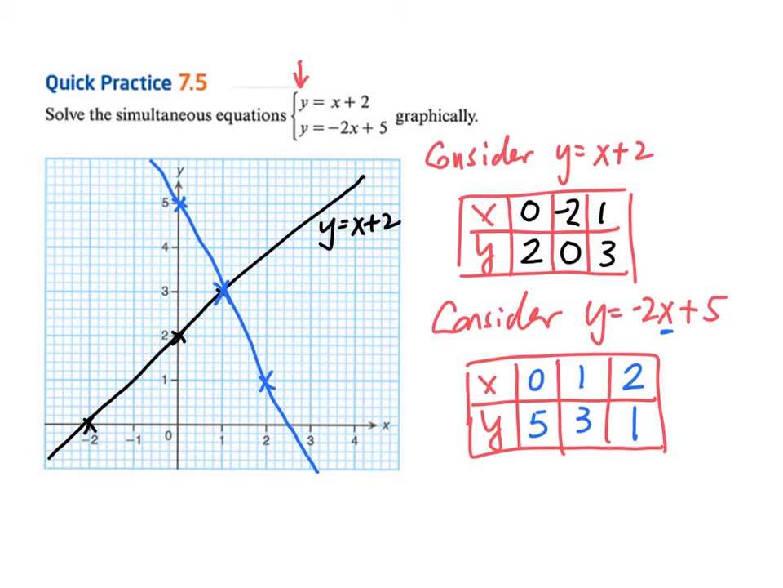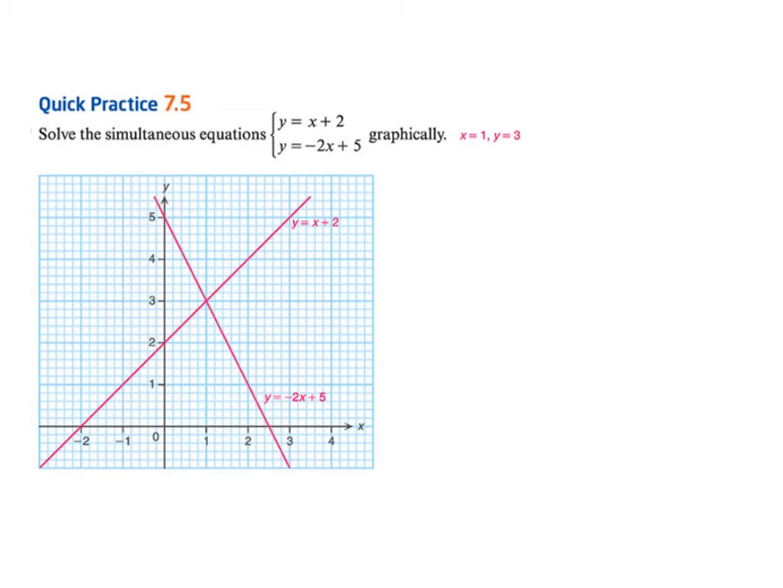Okay, so label, and then you can see that from the graph the intersection point is here, so you can write down, therefore from the graph, x would be equal to 1, and y equals 3. Okay, so this is quick practice 7.5. And this one is the solution, the model answer.